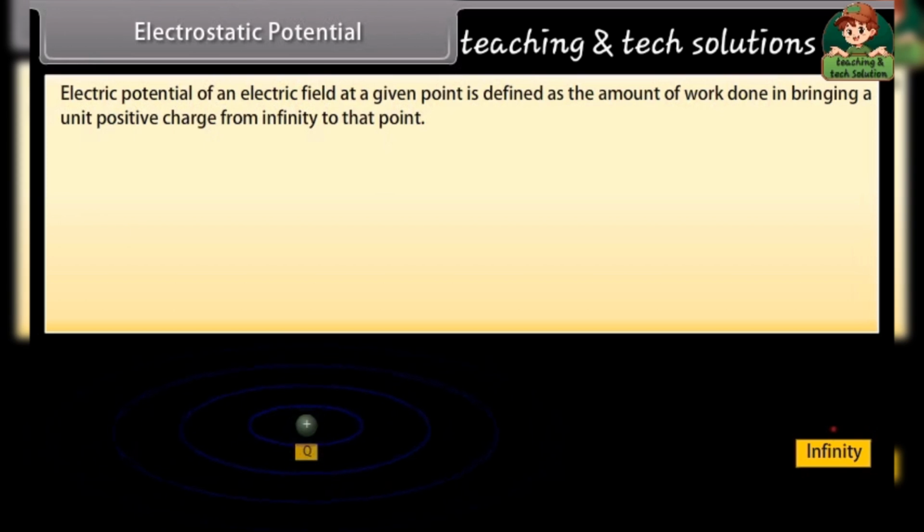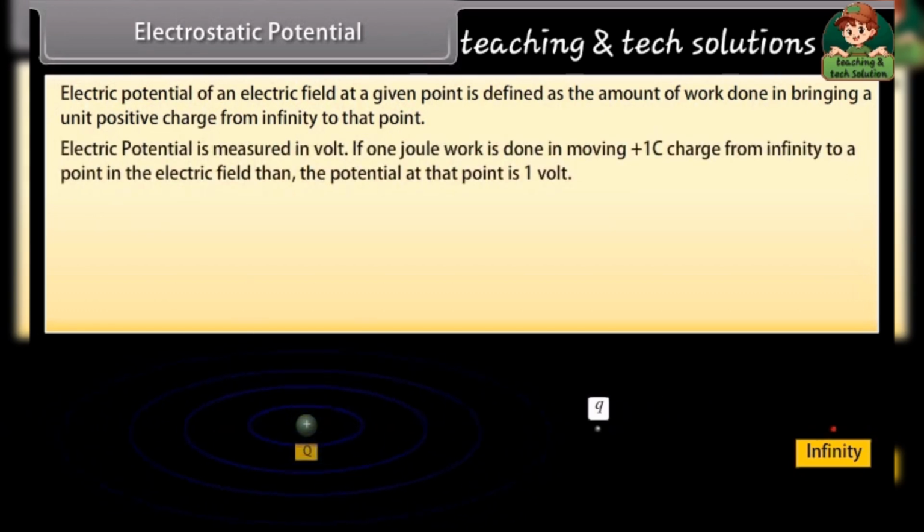Electrostatic potential. Electric potential of an electric field at a given point is defined as the amount of work done in bringing a unit positive charge from infinity to that point. Electric potential is measured in volt. If 1 joule work is done in moving +1 coulomb charge from infinity to a point in an electric field, then the potential at that point is 1 volt.